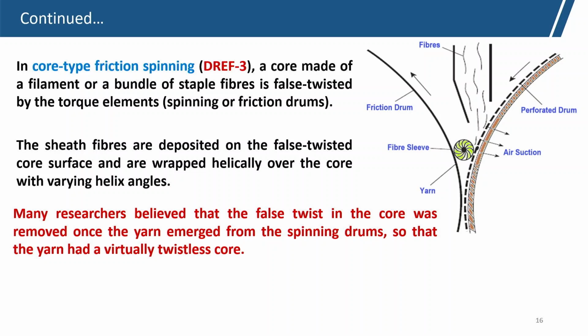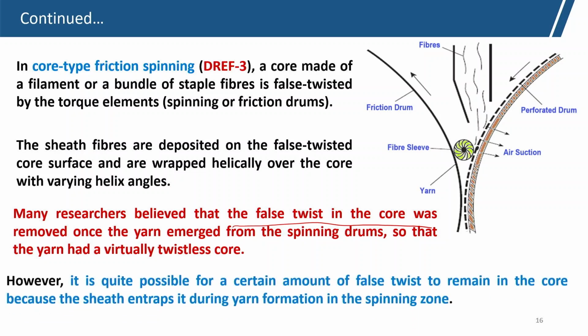There are different researchers who believe that the false twist in the core was removed once they emerged from the drum. That is one study, but there are many other studies showing that it is trapped. Ideally the core should have been twistless, but it has been observed that the core is not twistless, and some twist remains due to the twist locking by the sheath. It is quite possible for a certain amount of false twist to remain in the core because of the sheath entrapment during yarn formation in the spinning zone.